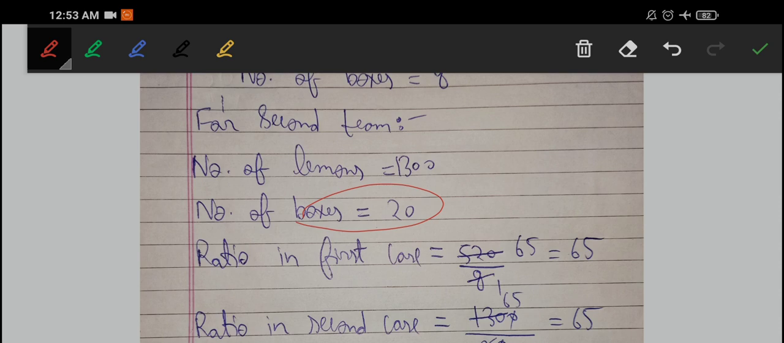So we will find the ratio in the first case. So in the first case we have 520 lemons and 8 boxes are there. So 520 upon 8 will be equal to 65, because 8 into 65 is equal to 520. Okay, so it is 65 upon 1, or we can write 65 directly. So actually the ratio is 65 ratio 1, but I have written 65 here.